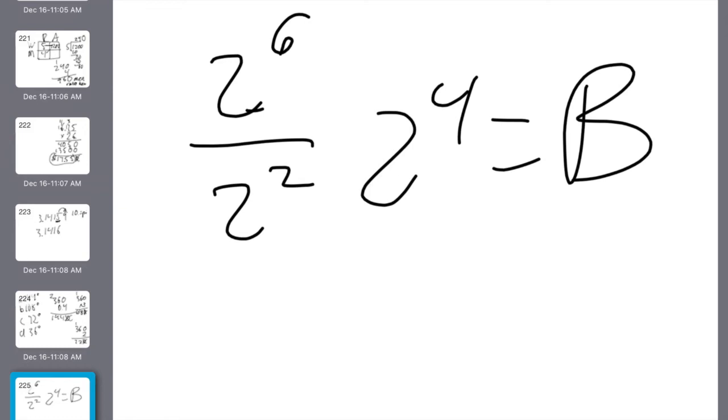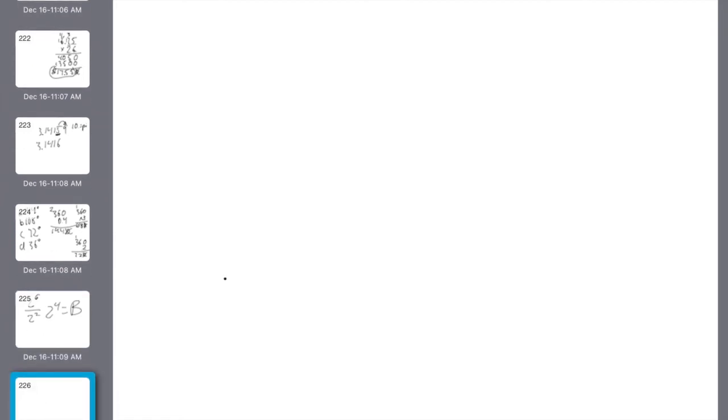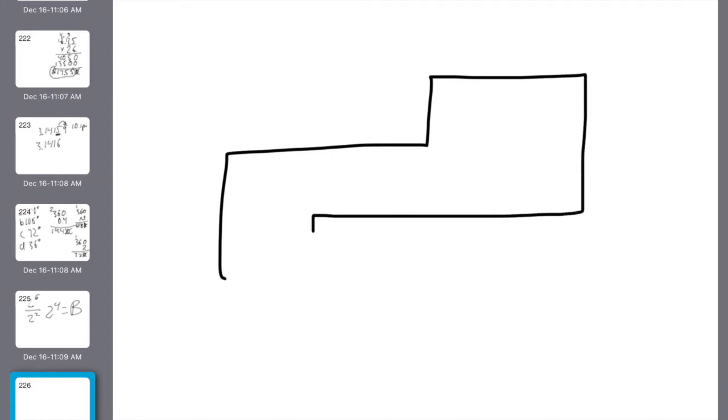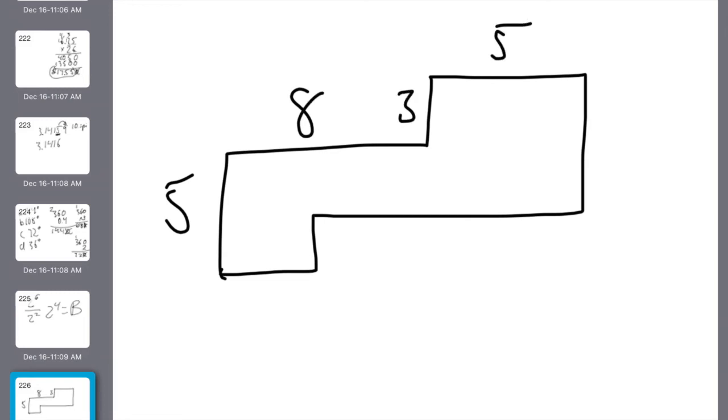Number 14. The figure below, answer questions 14 and 15. Dimensions are in centimeters, angles are right. What is the perimeter? Okay, guys, this is the next crazy shape we're after. Filling in the blanks, they gave me a 5, they gave me an 8, they gave me a 3, they gave me a 5, they gave me a 6, they gave me a 9.